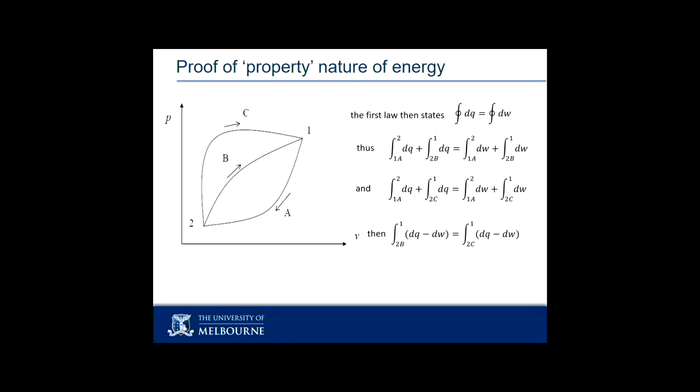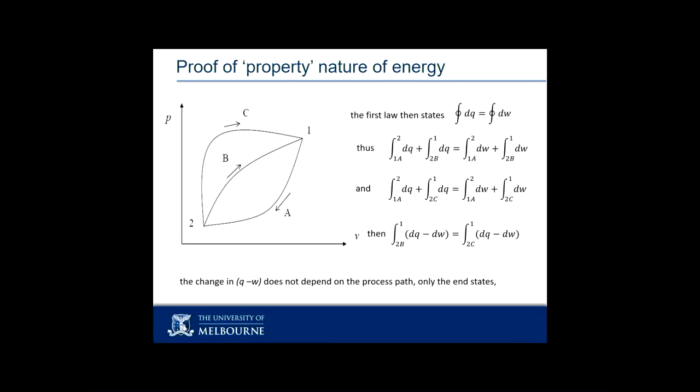And so what I can say is that the difference between the heat and work transfer for path B is the same as the difference between the heat and work transfer for path C. Also should make sense because if I'm ending up at a state, the state is the state. Doesn't matter what wobbly line. Point 1 is defined as a certain amount of energy. Point 2 is defined as a certain amount of energy. So the difference between the heat and the work must be the same no matter the path.